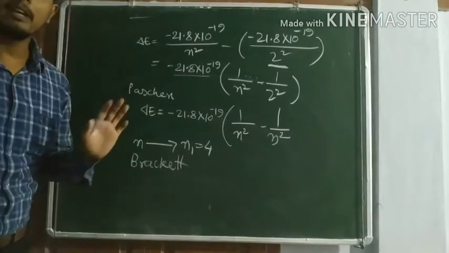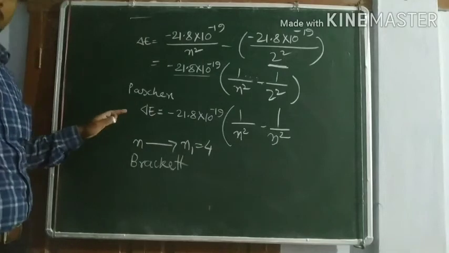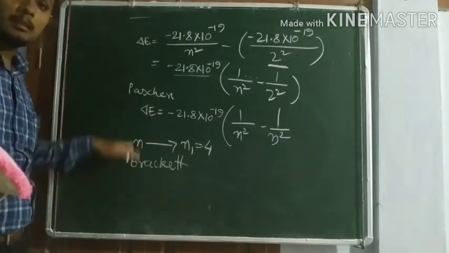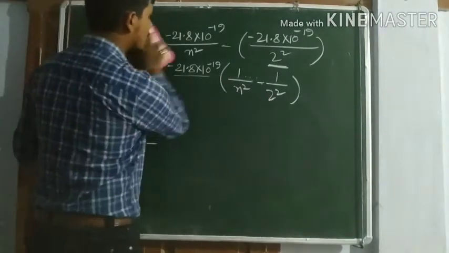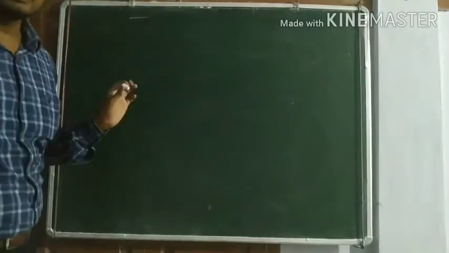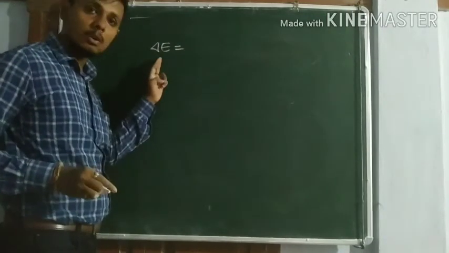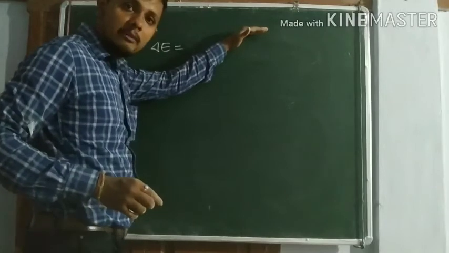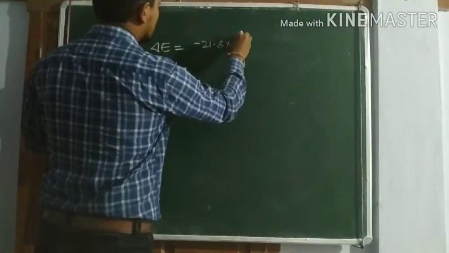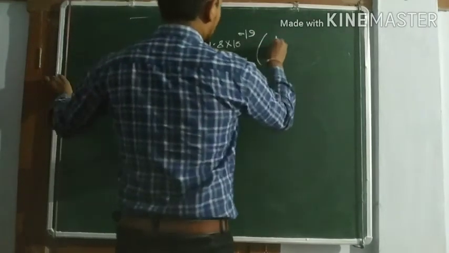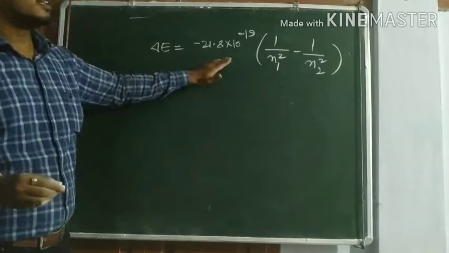This is called the Brackett series of lines. That means if we generalize the line spectrum of hydrogen, which I told you in the earlier class, in all cases the general expression for energy lost when an electron comes from a higher energy level to a lower energy level, delta E, will be minus 21.8 into 10 to the power minus 19 times (1 by n1 square minus 1 by n2 square). So this is the general expression.